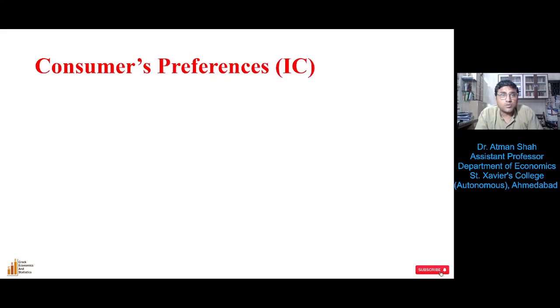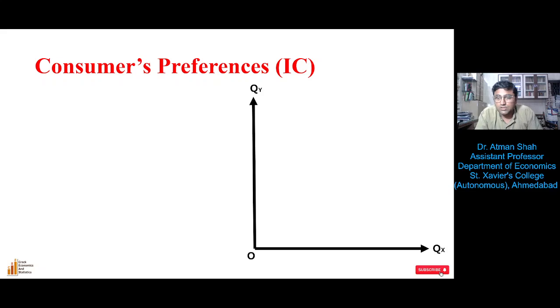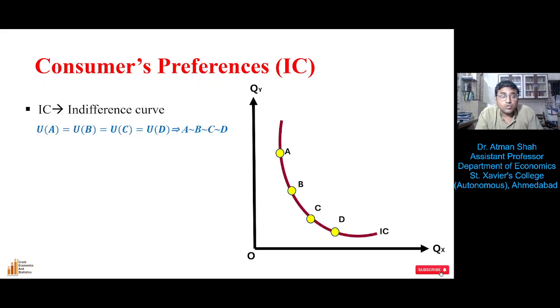Now let's understand consumer's preferences. We measure the quantity of X on the X-axis and the quantity of Y on the Y-axis. Various combinations which give equal utility to the consumer, when we join all the points, give the indifference curve. On this indifference curve, all points give equal utility, and therefore the consumer is indifferent between points. A is indifferent to B, B is indifferent to C, C is indifferent to D, because the utility at each point is the same.